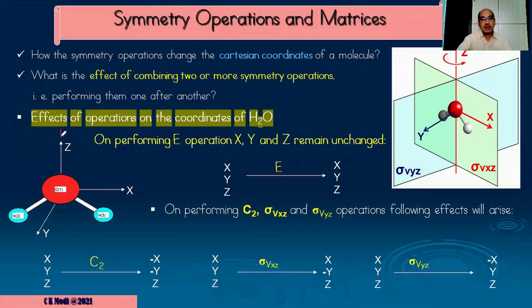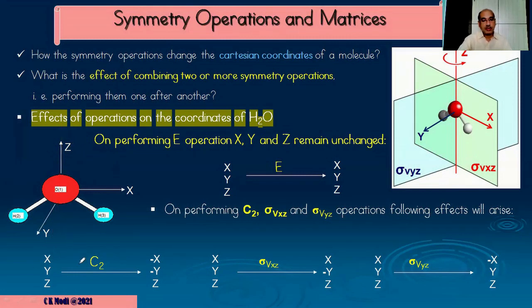Now, where is my C2 on the water molecule? This is my C2. Now, if I perform the C2 operation, what is the position of x, y, and z after performing C2? So x becomes minus x. Y becomes minus y, and z becomes plus z, because C2 is situated on the z-axis. The position of z will remain as it is.